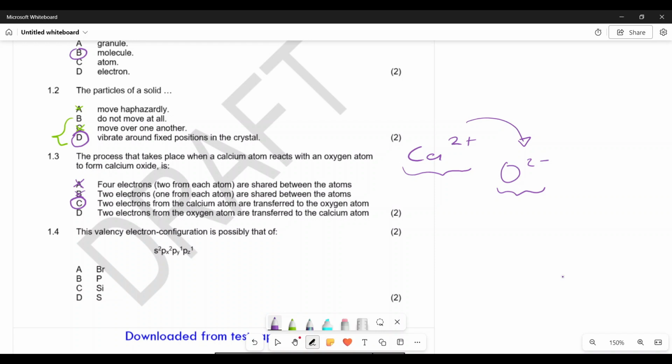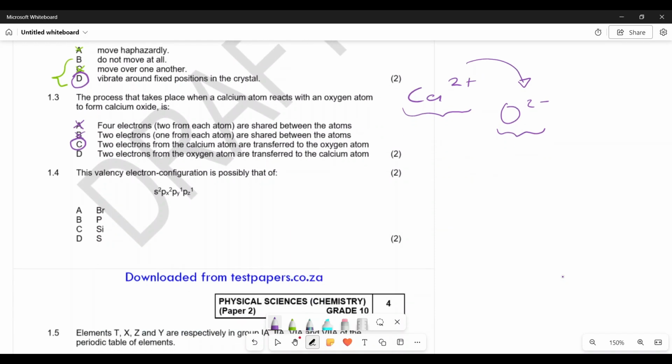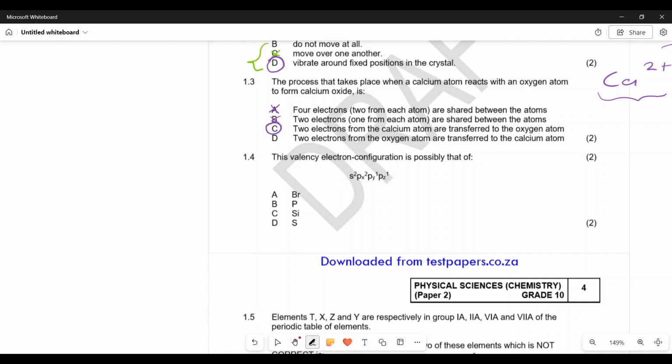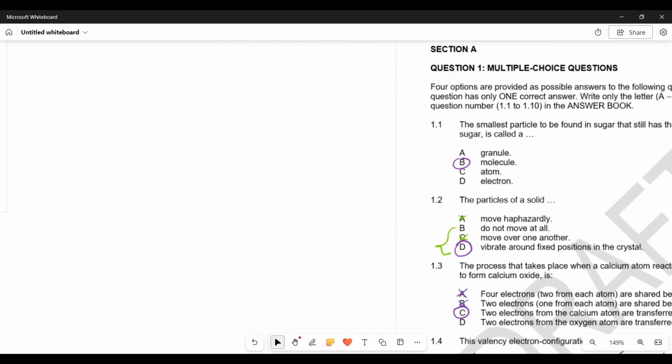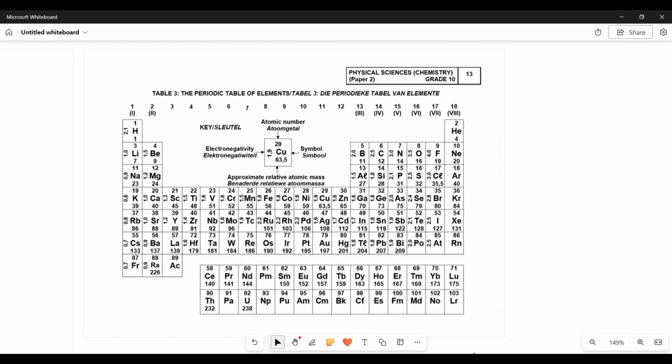Now 1.4: this valence electron configuration is possibly that of... Let me see. To answer this question, I need to refer to my periodic table, so let me go about doing that. Here, our exponents represent our valence electrons. So basically this element has 2, 4, 5, 6 valence electrons. Now I'm going to look into my periodic table and show you in which column you would find elements with 6 valence electrons.